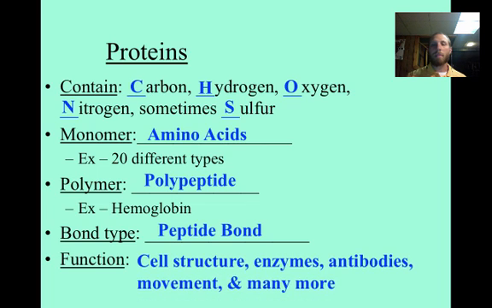And proteins have many functions. Just to name a few important ones, they're important for cell structures, muscle structure, our cartilage and things like that are made of protein. Enzymes, which help speed up our chemical reactions. We'll learn a lot about enzymes this year. Antibodies, our body's movement, and there are, like I said, many more functions for proteins.